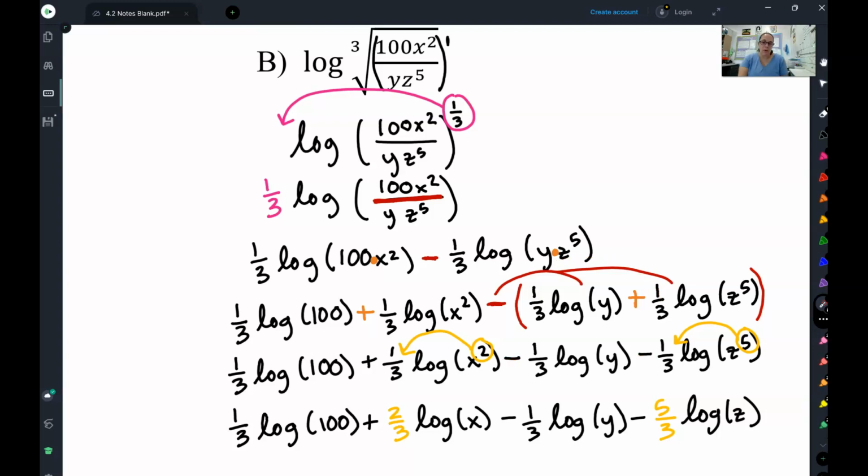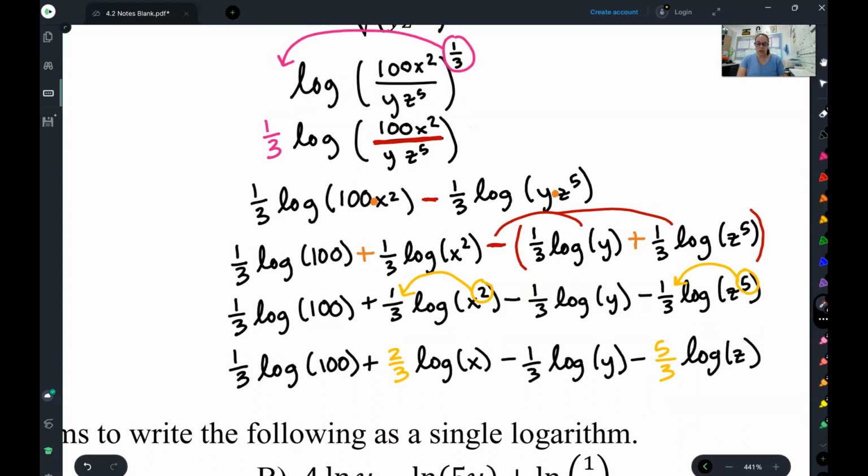So basically what we're saying is if it's minusing, then that thing should go in the denominator, y and z to the 5th. If we're adding, then those things go up in the numerator. Then the second to last thing I noticed is I can take this exponent in front and multiply it with the one that's already there. So 2 times 1/3 is 2/3. And 5 times 1/3 is 5/3.